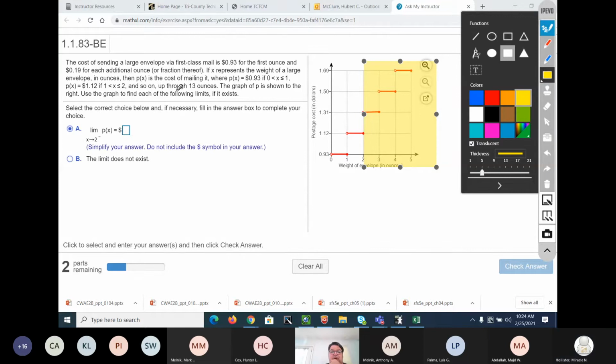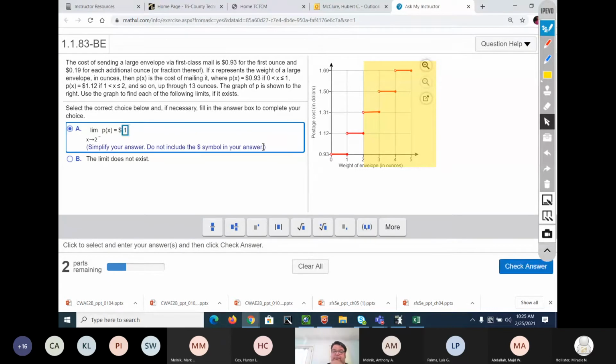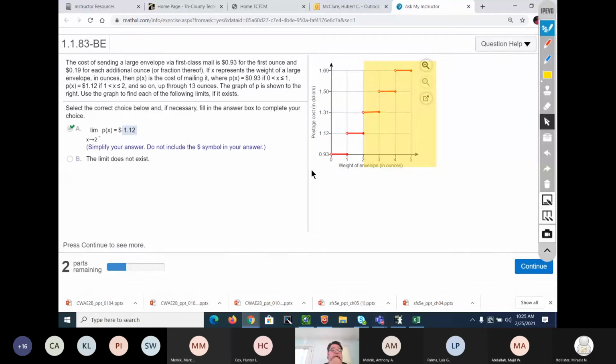Red Solo cup. All right, so that will be 1.12. So I'm going to put 1.12 in here, and I should feel good about myself. Ding! That's all they ask? Oh no, this is a continue. Oh God, this probably got 15 parts.